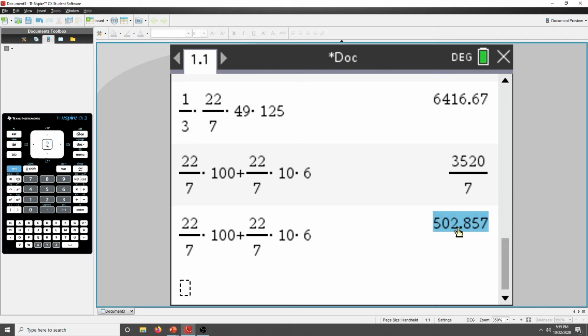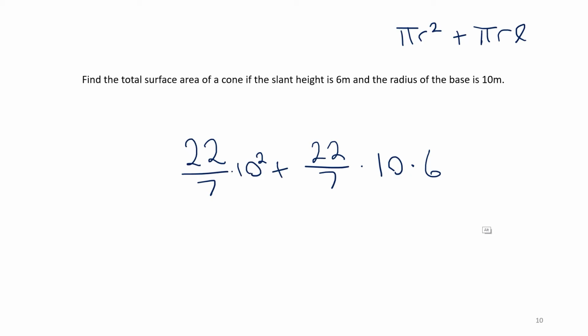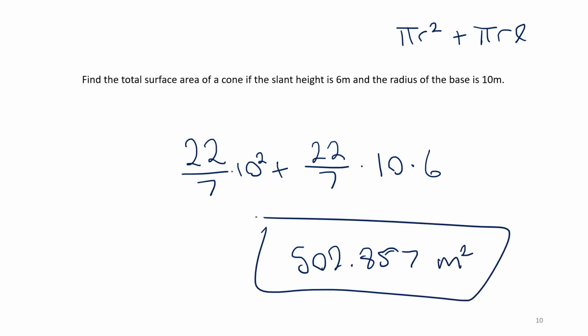So our answer is 502.857, keeping all the decimals this time because I like them. And that is meters squared. Cool. Again, not too bad. For all of these, you really just need to memorize the formulas.